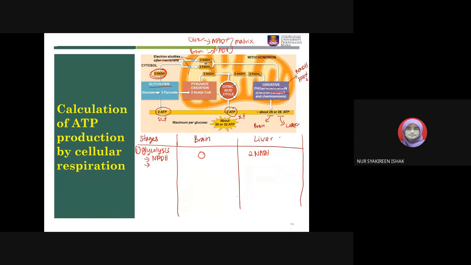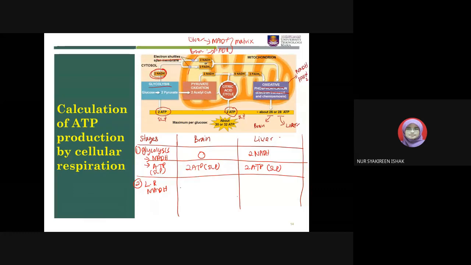Okay. Another product of glycolysis is ATP. ATP dalam brain mestilah ada kan? Yang ini melalui substrate level phosphorylation lah penghasilan dia. Berapa molekul dalam brain? 2. Ini 2 ATP. Okay, 2 ATP. Ini pun 2 ATP molekul. Ini melalui substrate level phosphorylation. Stage yang kedua adalah link reaction. Link reaction apa produk dia? NADH. Berapa molekul dalam brain? Obviously sama je juga, tak berubah.